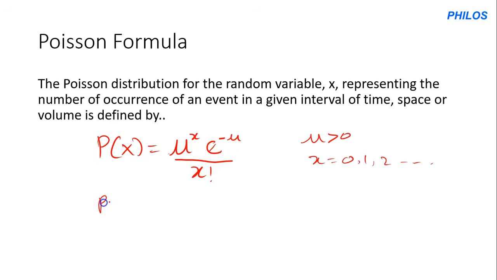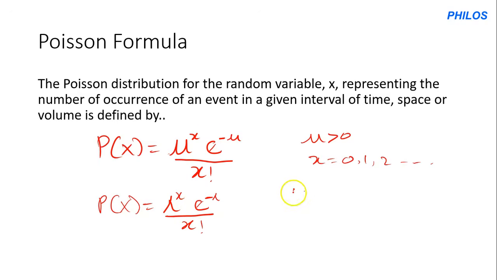Now you can also write the formula like this. Lambda exponent x, e exponent negative lambda divided by x factorial. What I want you to know is that you can represent this mu with lambda. That's another way of stating the formula, okay? But I'll be using mu. I won't use lambda, but you can choose to use lambda as your mu.